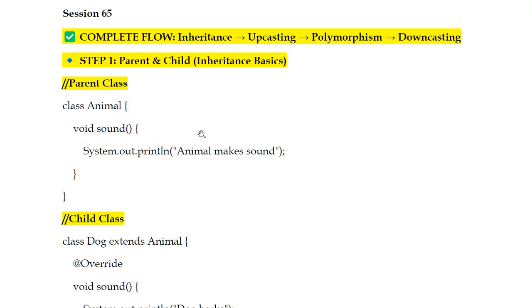So now we'll discuss the complete flow of compile time and runtime polymorphism, from inheritance to upcasting, polymorphism, how we are achieving runtime polymorphism, then downcasting. All these things we'll discuss in detail.